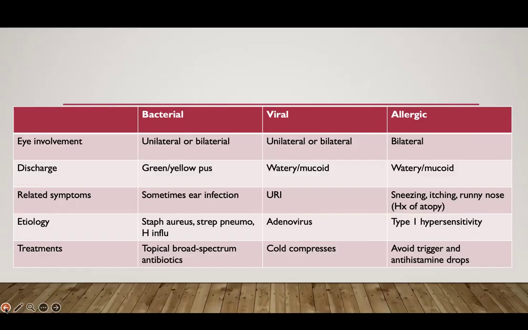In terms of treatment for bacterial, it's going to be a broad spectrum antibiotic, and it's going to be topical, right? Because you don't want systemic absorption. So bacterial conjunctivitis is topically treated, and if it is severe, then you might use an oral broad spectrum antibiotic. For viral, it's going to be just conservative management. You can do cold compresses. For allergic, the first thing you want to do is avoid triggers, and you can use antihistamine drops, right? And if it is again severe, then you can also use oral antihistamines.